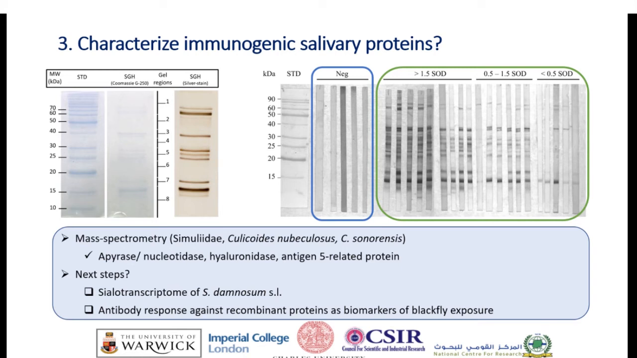We also performed an immunoblot to see which of the proteins were most antigenic. For this, we included negative controls from Accra, which is shown in the blue frame. You can see they do not react at all with any of the proteins present, which is very good. The people living in the Bono East region, shown in the green frame, did react with several bands with different intensities.